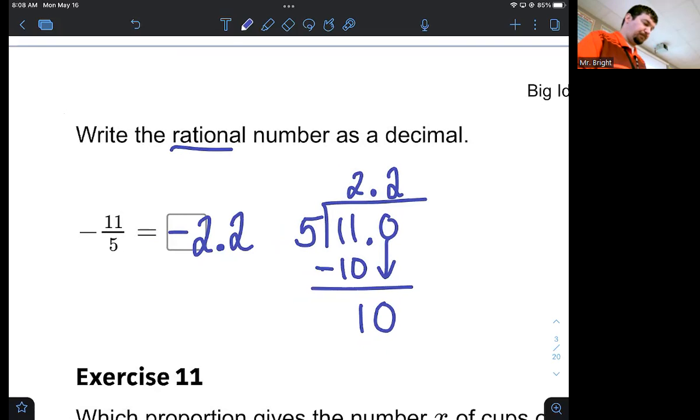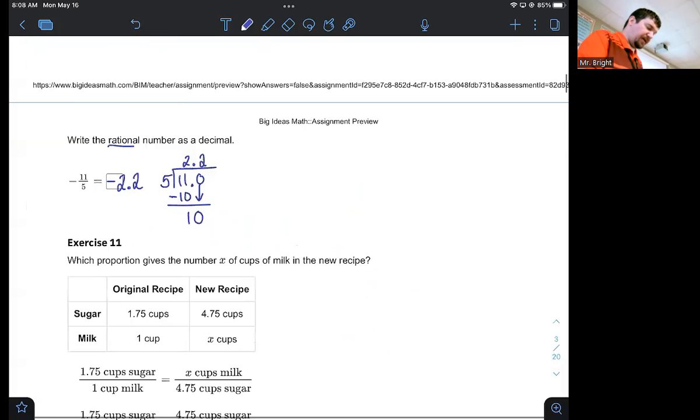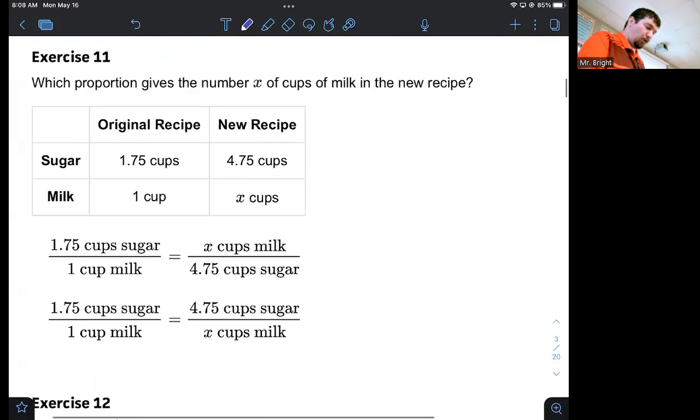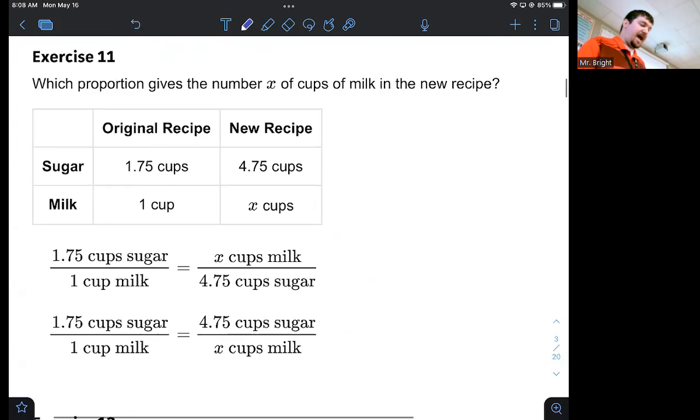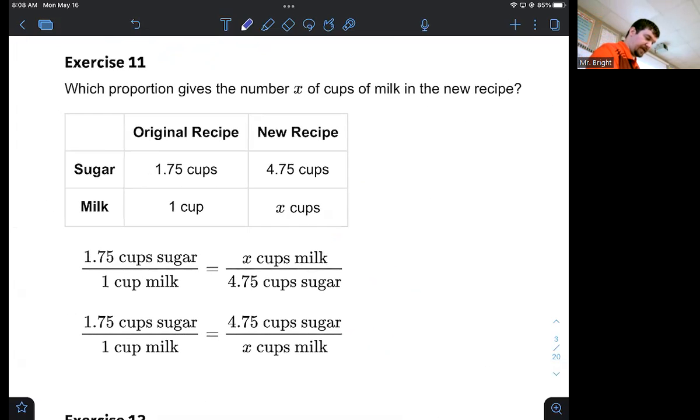Taylor? Number 11. Which proportion gives you the number X cups of milk in the new recipe? So there's 2 to choose from. I guess we have option A and option B here. Now on your work paper, I want you to write down the correct proportion because we're going to do the extra step of solving it. There's no point just to write it and not cross multiply it.